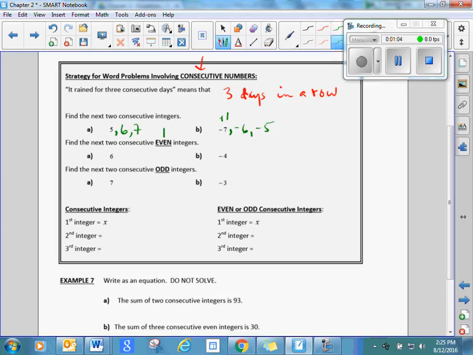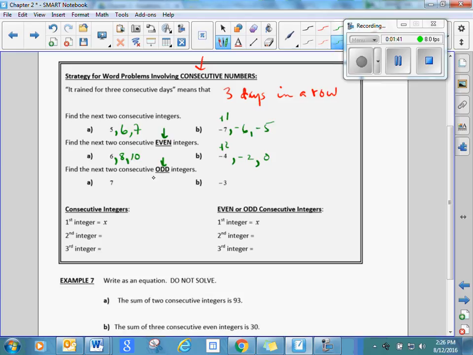When we add the word even or odd in our mix here, that means you skip the next integer and get to actually the integer that's 2 away. So the consecutive even integers are 6. We skip 7, of course, because it's not even, and we go to 8. And we skip 9, and we go to 10. Again, on the negative number side, instead of adding 1, we're adding 2. So that would get us -2 and 0 as the next 2 consecutive even integers.